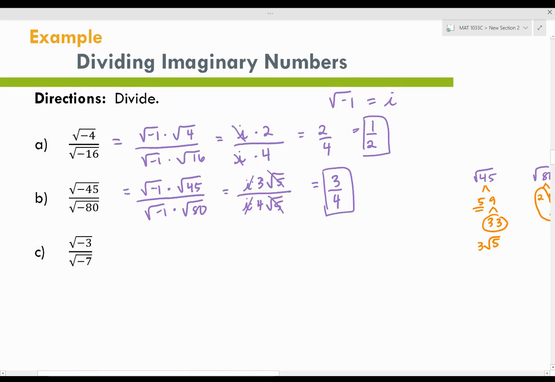All right, let's do C. Once again, I'm going to break these into their negative and positive parts. The square roots of -1 become i. The square root of 3 doesn't break down any farther, so I'm going to leave it. Same thing with the square root of 7, it doesn't break down, so I'm going to leave it. We have i's in both the numerator and the denominator, so they're going to cancel. That's going to leave me with the square root of 3 over the square root of 7.